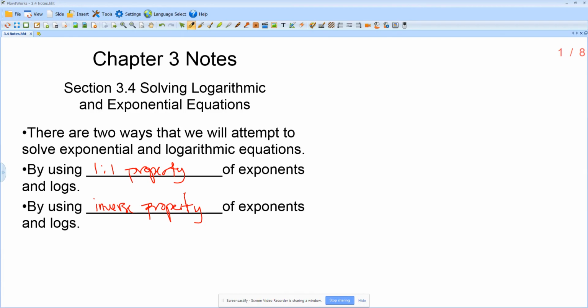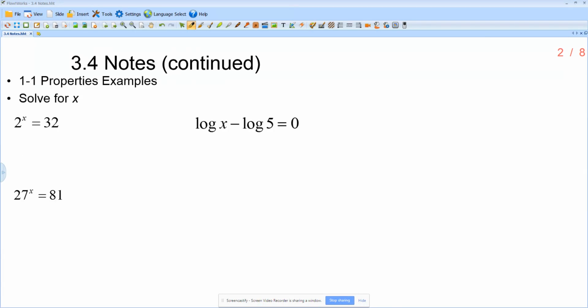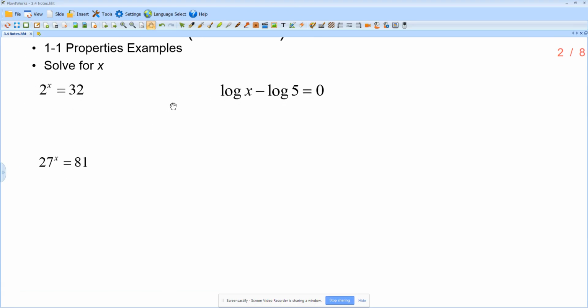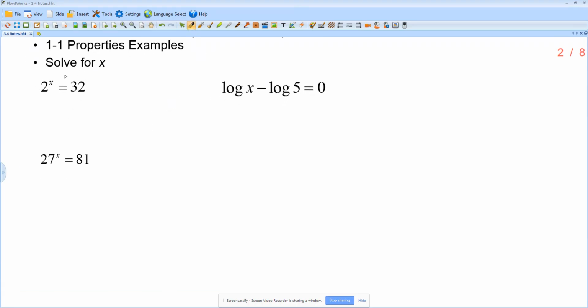So we're going to go through the first 4 slides total. That's going to be a lot of example work, but it's still going to be part of the notes video. So solve for x, 2 to the power of x equals 32.